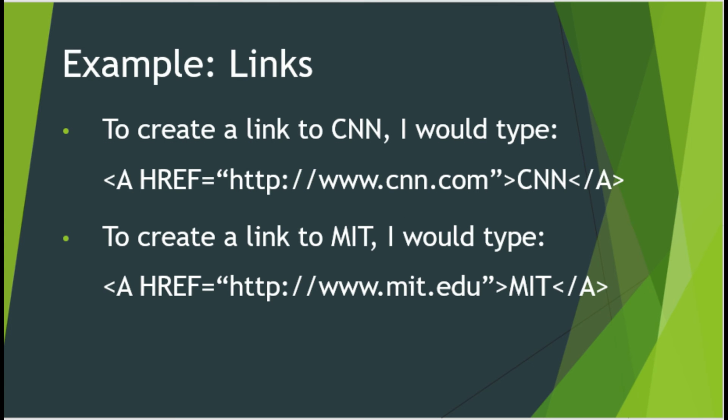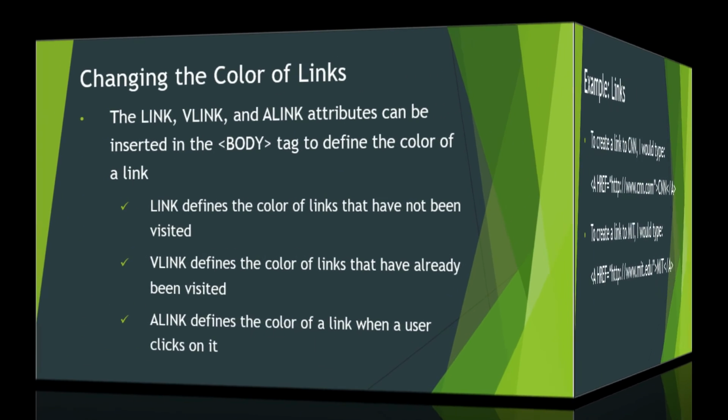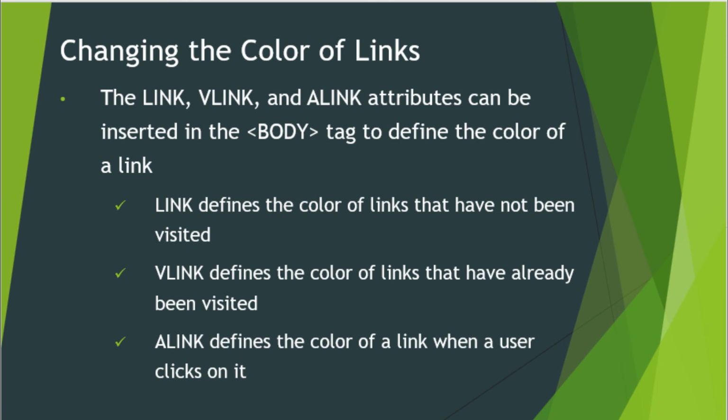Next one, changing the color of the link. We can change the color of the link using link, vlink, and alink. By using these attributes only we can change the color of the link. They can be inserted in the body tag to define the color of a link. Link defines the color of the links that have not been visited. The vlink defines the color of the links that have already been visited.